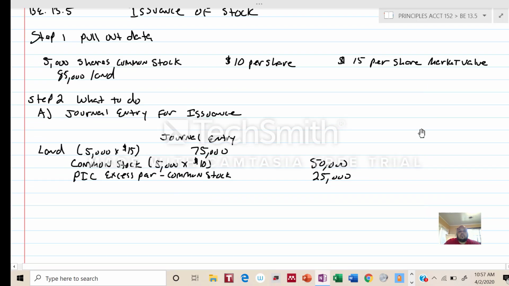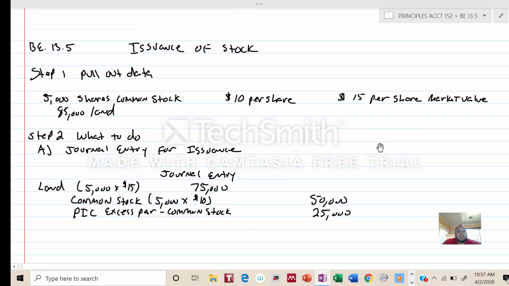The last exercise is 13.5, another issuance of stock. In 13.5, Lei Incorporated's $10 par value common stock is actively traded at a market price of $15 per share. Lei issues 5,000 shares to purchase land advertised for sale at $85,000. Journalize the issuance of the stock in acquiring the land. Step one, we're going to pull out our data. We have 5,000 shares of common stock at $10 per share, $15 per share is the market value, and $85,000 worth of land. Step two, they're asking us to do a journal entry for the issuance.